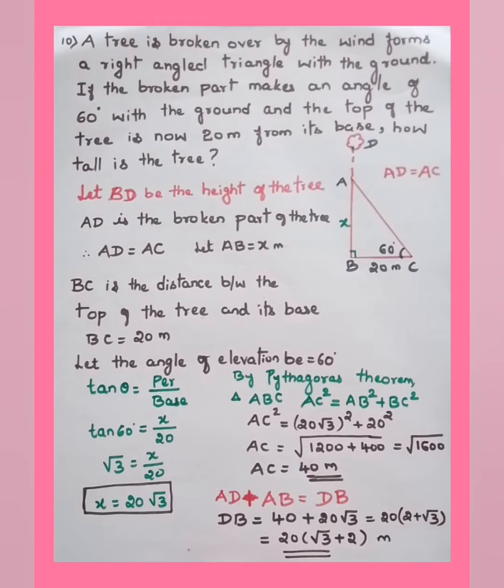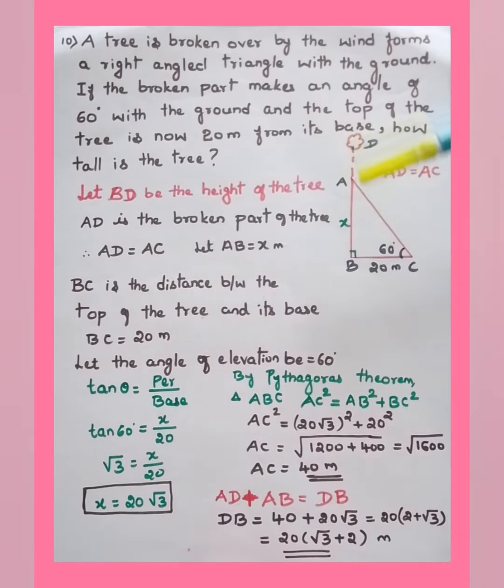We shall move to one more sum, the last sum based on this concept. A tree is broken over by wind, and forms a right angle triangle with the ground. If the broken part makes an angle of 60 degrees with the ground and the top of the tree now is 20 meters from its base, how tall is the tree? We have already solved one sum similar to this.